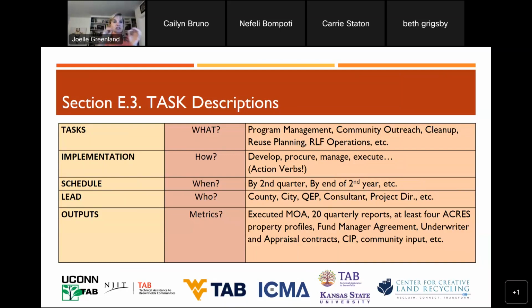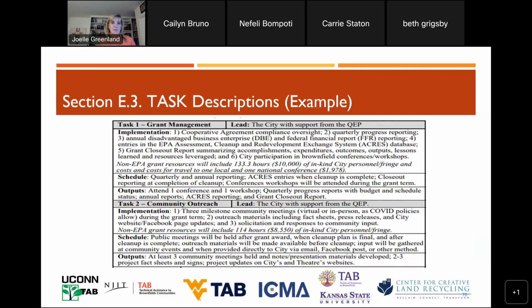Who's doing this? Who is doing each task, right? The QEP, the consultant, the community, the nonprofit who's doing the participating cost, right? Outputs, metrics, okay? So outputs are numbers, things, right? The activities that lead to the outcomes, two separate things, right? So quarterly reports, final reports, right? The federal financial reports, the meeby-weeby reports, right? So next slide, we're going to get into an example, right?